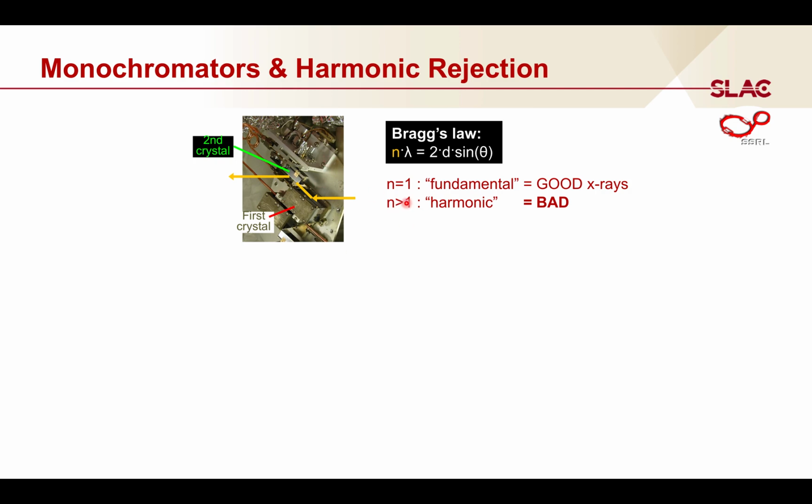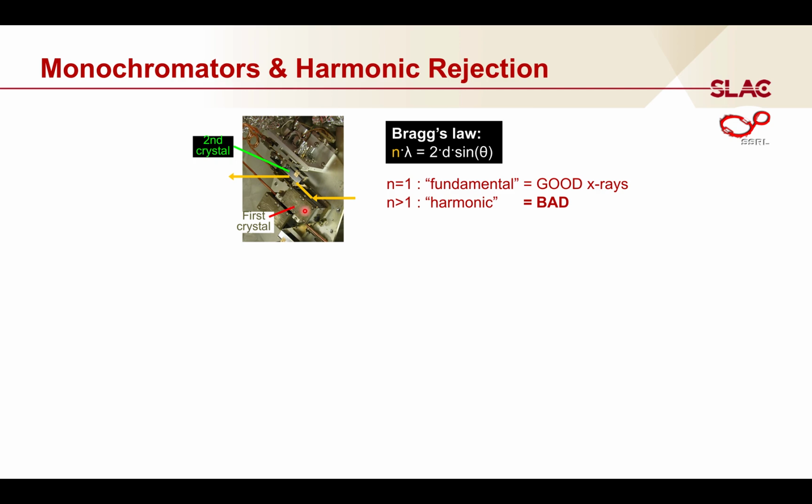So this is what a monochromator does. It takes a rainbow of X-ray wavelengths, and it picks out of that rainbow one single wavelength, and it does that using Bragg's law. So Bragg's law says n lambda equals 2d sine theta. Lambda is the wavelength of the X-rays. D is the spacing for the crystal planes that you're diffracting off of in the crystal. And theta is the angle of incidence.